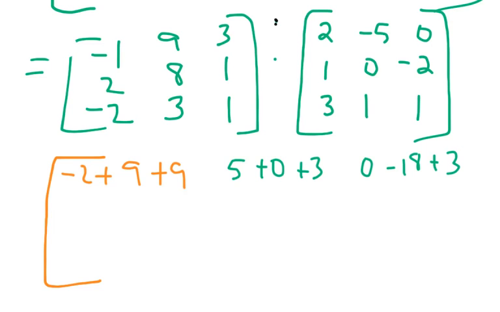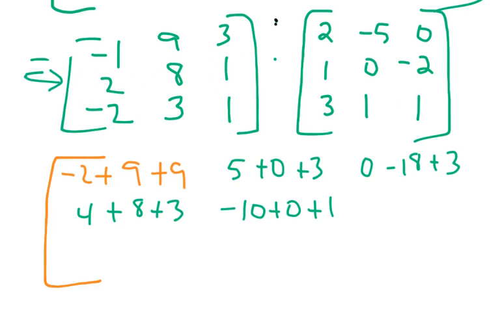Let's look at the second row now. Same process, second row, and all 3 columns. Okay. So I have 2 times 2 is 4. 8 times 1 is 8. And then 1 times 3 is a 3. Okay, second column, 2 times negative 5 is negative 10. 8 times 0 is 0. And 1 times 1 is just 1.